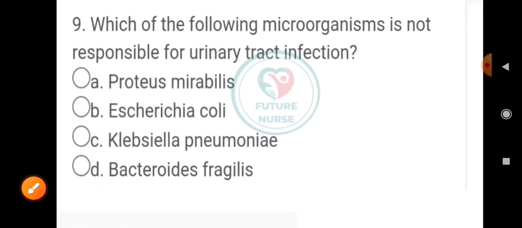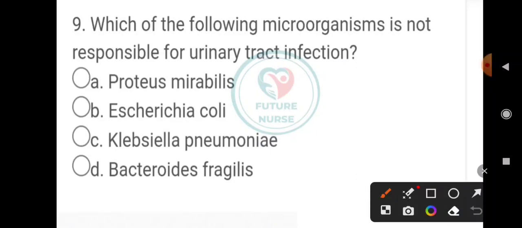Which of the following microorganisms is not responsible for urinary tract infection? Proteus mirabilis, Escherichia coli, Klebsiella pneumoniae, Bacteroides fragilis. So which one is the correct answer? Bacteroides fragilis is the correct answer.